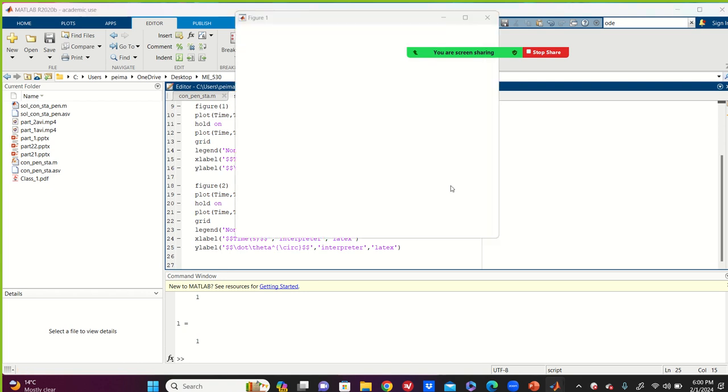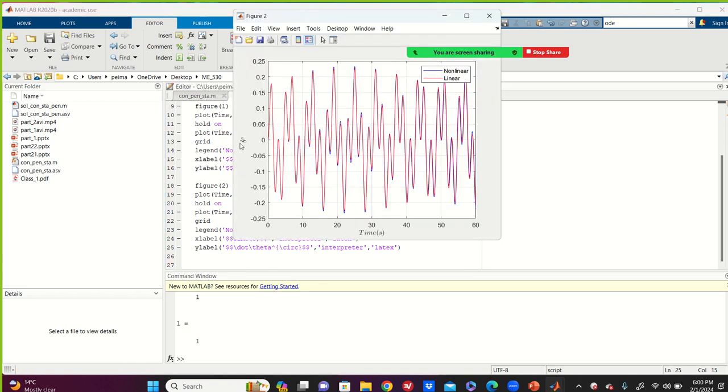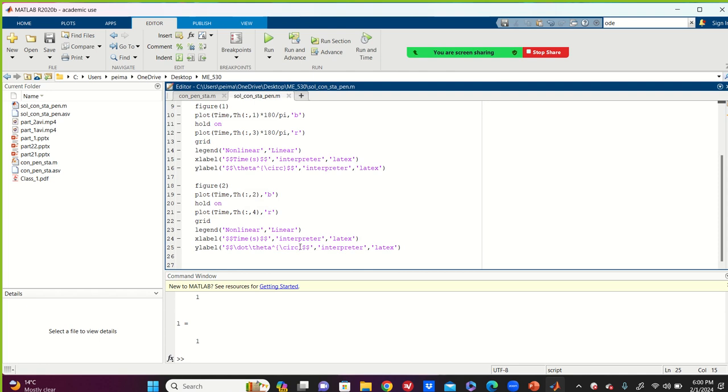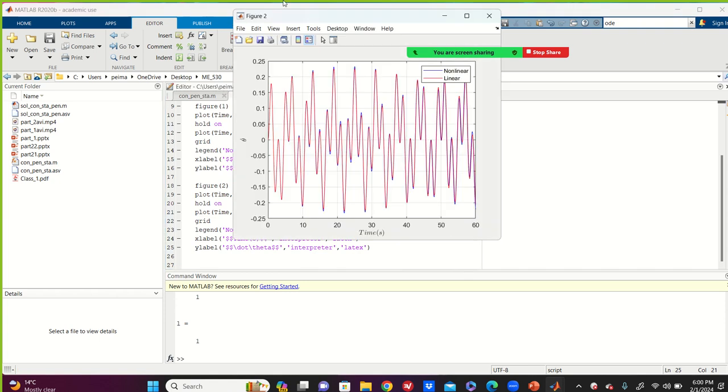Bear with me. Here we go. See, theta. Oh, I have to remove this, guys. Sorry. I have to remove this. See? See, this is the theta dot. The angular velocity for the nonlinear is the blue one, and the linear one is the red one. See? And they overlap because the angle is between 0 and 6. Everybody following me? Yes? You got it?